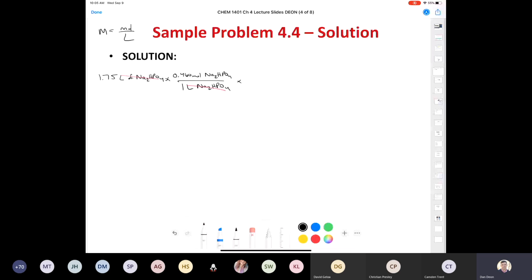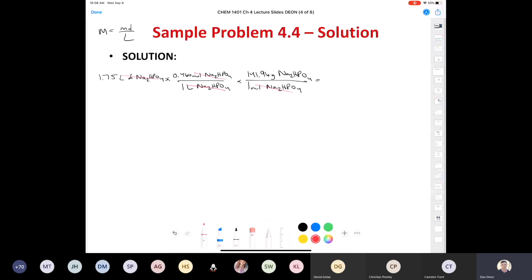And I know that in 1 mole of sodium hydrogen phosphate, I've got 141.96 grams of sodium hydrogen phosphate. You know what? I think I have the answer in my slides. Where's my calculator? So get out the old beast here. My calculator, 1.75 times 0.46 times 141.96. And that gives me 114.2778. Okay.